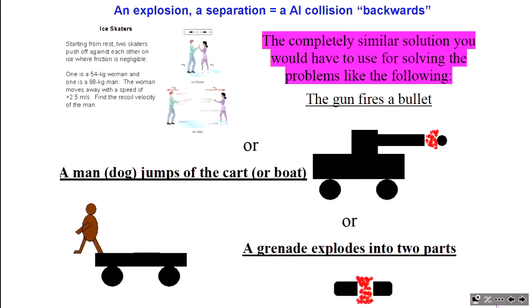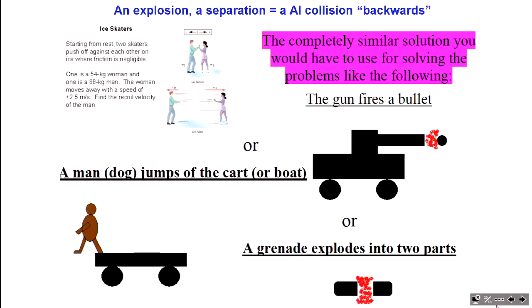Moving on. Now, there are many similar situations which can be solved with exactly the same type of reasoning, but kind of backwards. We already said that an explosion looks like this. You had initially a system, and it's broken into different parts traveling away from each other.